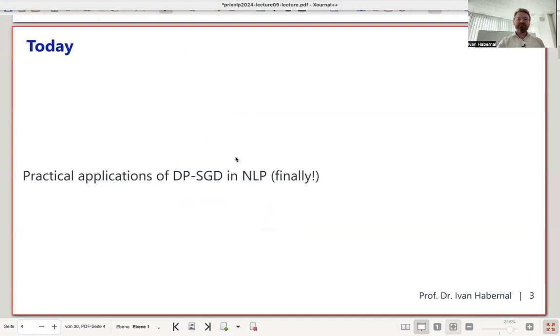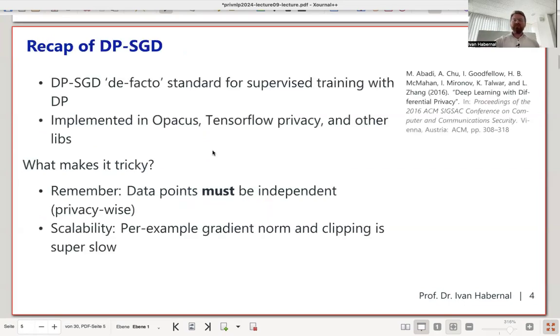Okay, so we're good. Now we're talking about practical application of DPSGD, because this is the most used algorithm for differential privacy in NLP, for protecting models so that they don't leak training data, basically. So we'll be talking about this today. And here is just the recap of DPSGD. This is the last slide from the last lecture.